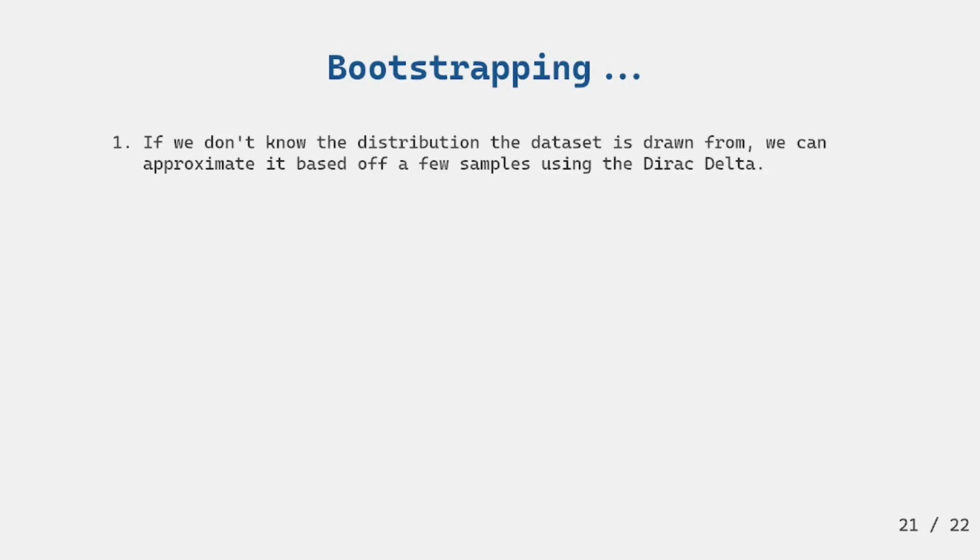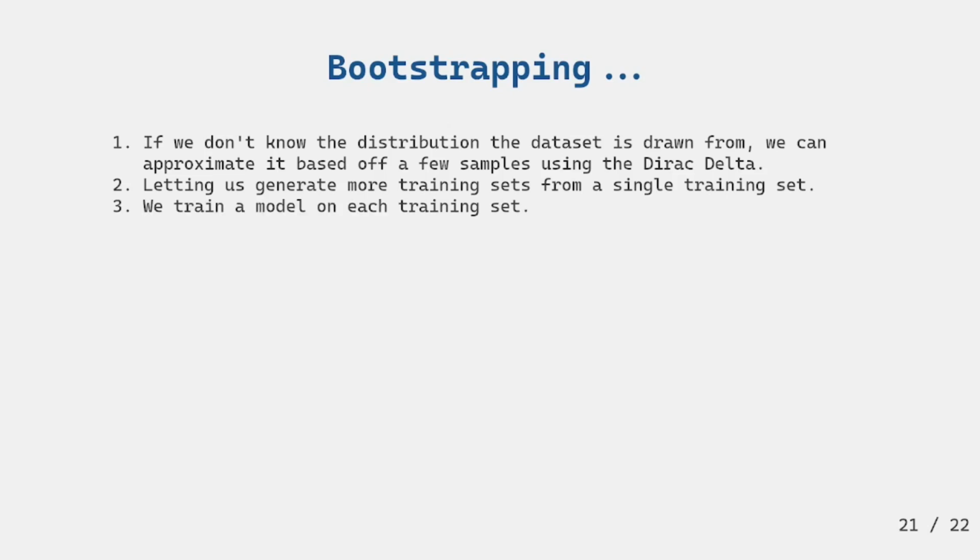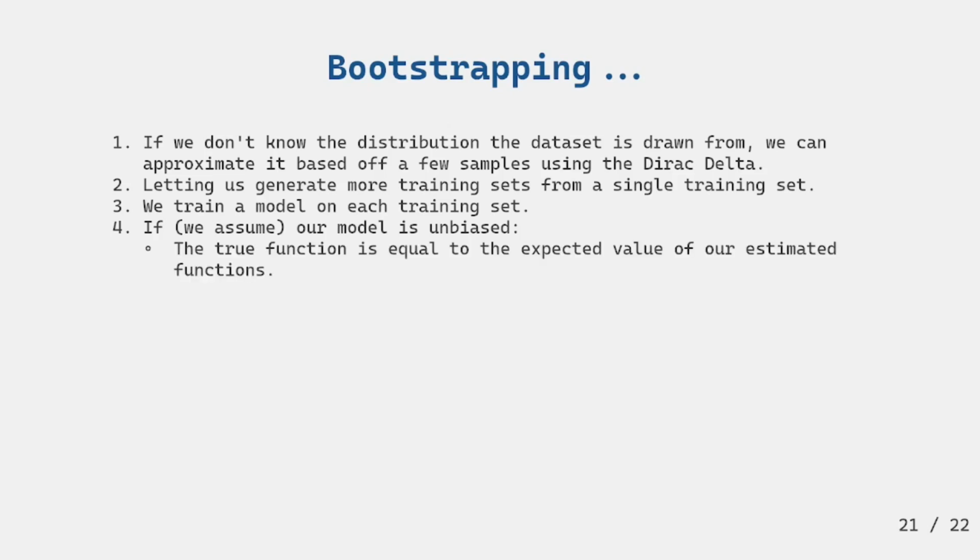And so now we have this approximation for an unknown distribution, and we can approximate this distribution given only a single training set, only a few samples. Once we have this approximated distribution, we can generate a bunch more training sets, and on each of these training sets we can estimate hidden parameters. We can train a model on each training set, and if we assume that our bias is 0, then the true value is going to be equal to the expected value, right? Because the bias is the expected value of the estimated parameters minus the true parameters.